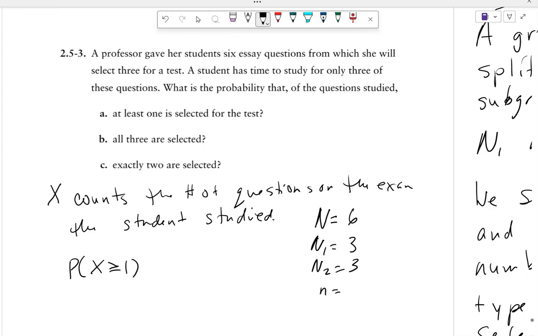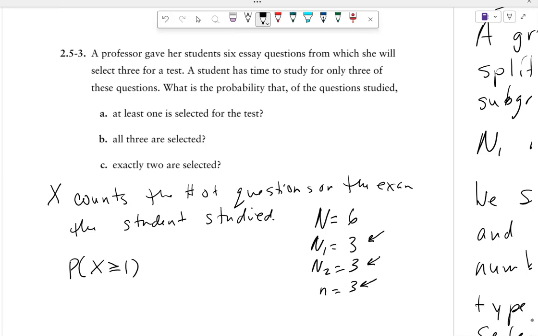How many questions are selected? 3. So your little n is also 3. There's lots of 3s here, right? But remember where each of the 3s come from. This is the studied questions, unstudied questions, questions that are actually selected.